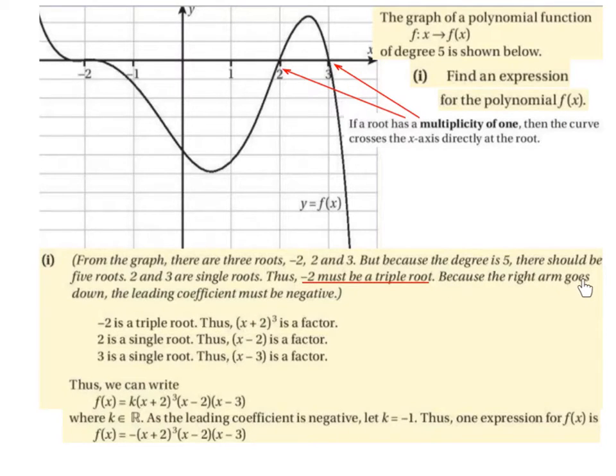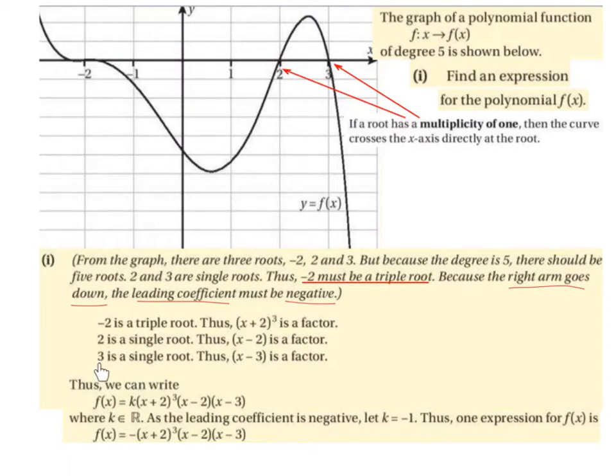Because the right arm goes down, so you can see this right arm goes down, the left arm goes up, the leading coefficient must be negative. So -2 is a triple root. Thus, (x plus 2) cubed is a factor. 2 is a single root. Thus, (x minus 2) is a factor, or you could say (x minus 2) to the power 1. And 3 is a single root. Thus, (x minus 3) is a factor, or you could say (x minus 3) to the power of 1.